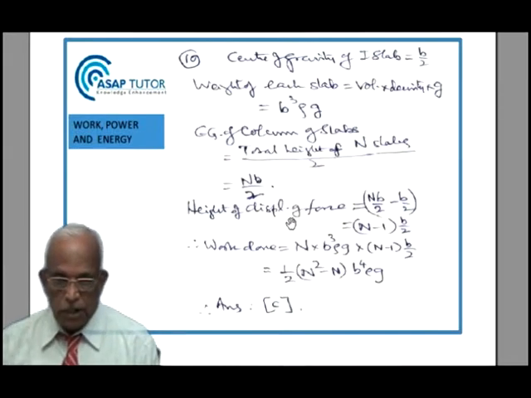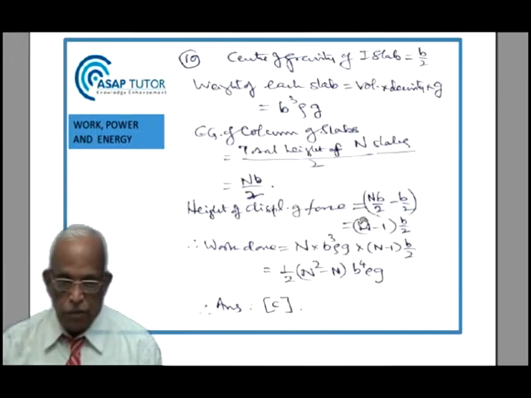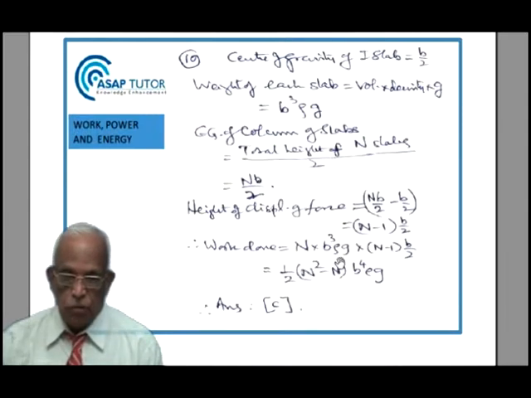Height of displacement of force is NB by 2 minus B by 2, because one slab is already there, that's why I need to take it out. So work done is N into B cube rho g, that is the weight of the slabs, into (N minus 1) into B by 2. This is my total height. So I get half into (N square minus N) B raised to 4 rho g, and that is going to be the answer C.